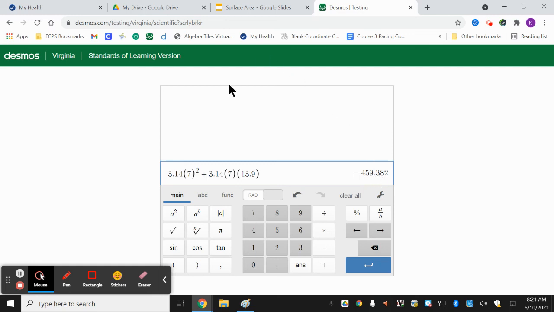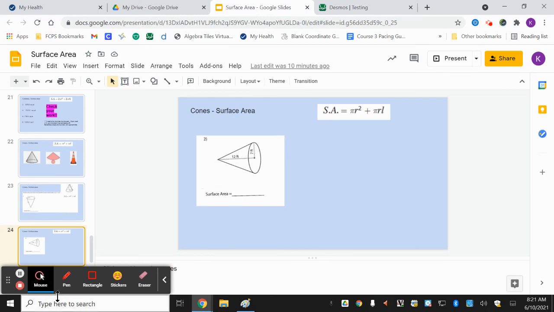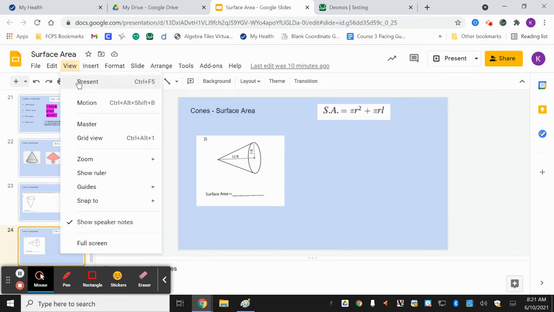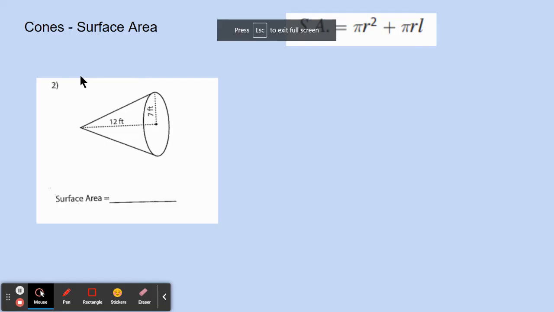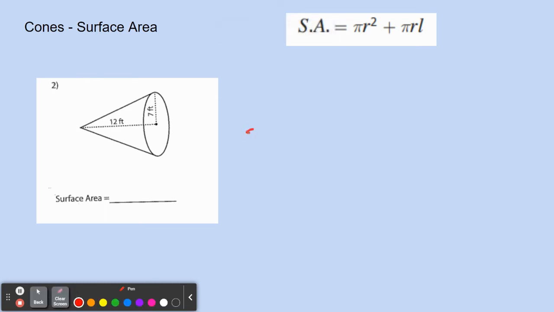So now that is going to round to 459.4. So go back to my worksheet, and our surface area was equal to 459.4, so 459.4 square feet.